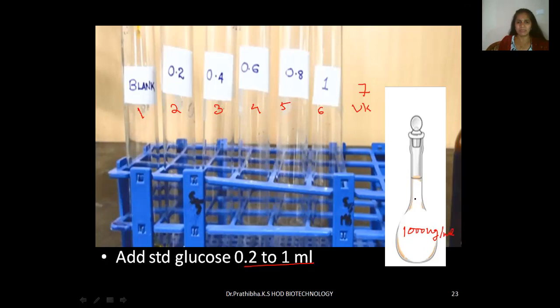So from this you are going to add to the second test tube 0.2 ml of the glucose, and for the third test tube you will take from this particular glucose 0.4 ml, then 0.6 ml, then 0.8 you will pipette and pour. Again you will pipette 1 ml of glucose and pour. The seventh one will be given by the examiner. You don't know how much they are going to put, whether 0.6 or 0.4, you don't know. So that will be given by the in-charge teacher or examiner.